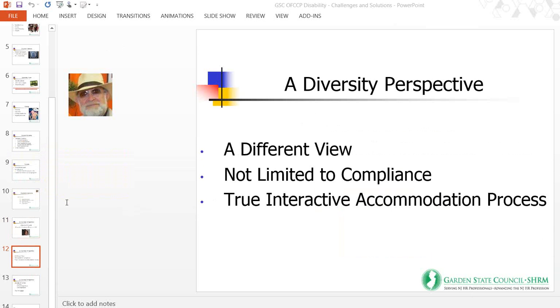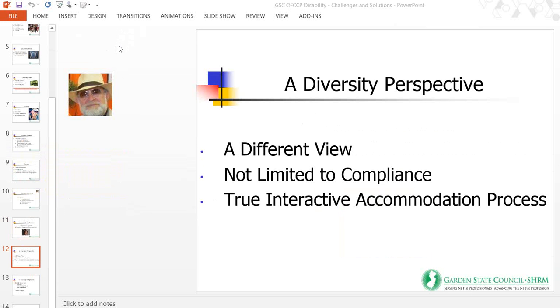With accommodation, we often think about it as one and done. The individual comes to us, they tell us something they need, we go back and take that to management, we discuss it with them, they say no way, we ask them to come up with an idea, they come up with an idea, we take that back to the individual, we discuss it with them, they say no way. We consider ourselves that we've done our interactive process. We've done one and done, that's it.